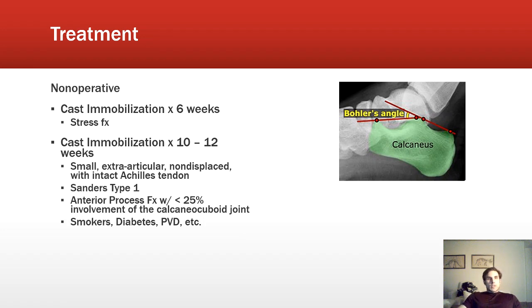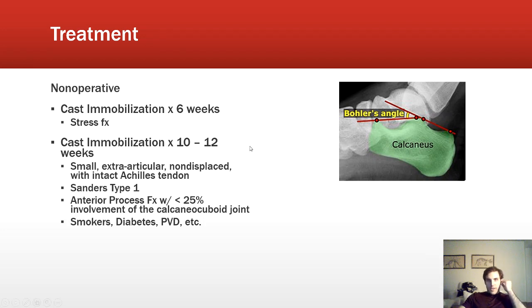So let's discuss treatment of calcaneus fractures. We're not going to go into too much detail, but I do want to discuss it to some degree. First, we'll talk about non-operative treatment of calcaneus fractures. This is usually not possible, because you're going to be dealing with calcaneus fractures that don't have these characteristics more often than not, just due to the high energy nature of the injury. So if you're just dealing with a stress fracture, which you may or may not have used an MRI to diagnose, you're just going to do cast immobilization for 6 weeks.